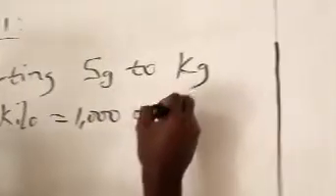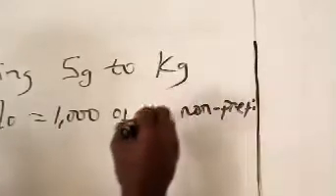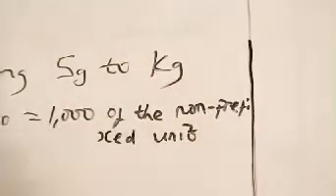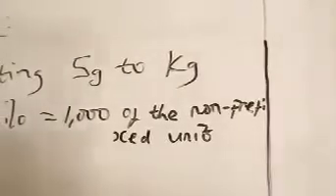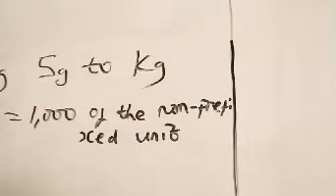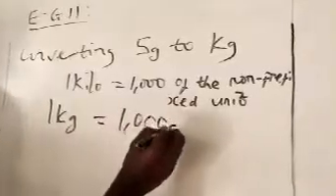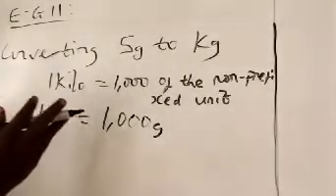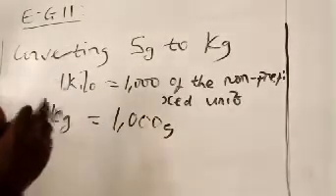If you're wondering how we got this, please go to our video on physical quantities and units and learn the different prefixes that help units relate with the non-prefix unit. So if 1 kilo is 1,000 of the non-prefix unit, in this case, 1 kilogram will be equal to 1,000 grams, right? So we are converting from gram in this example to kilogram, from a non-prefix to a prefix.